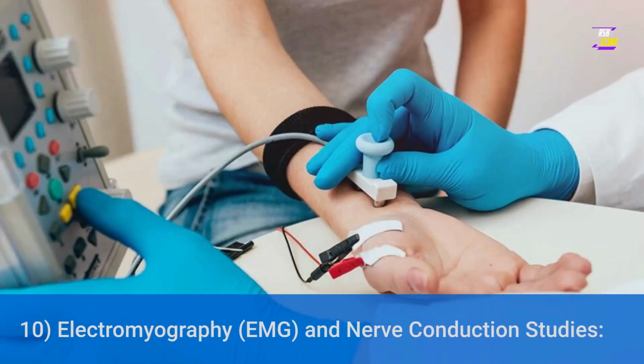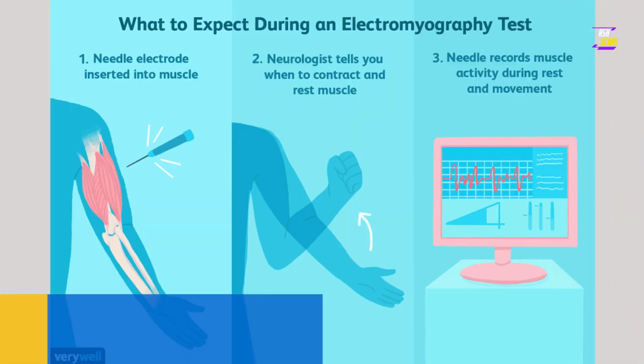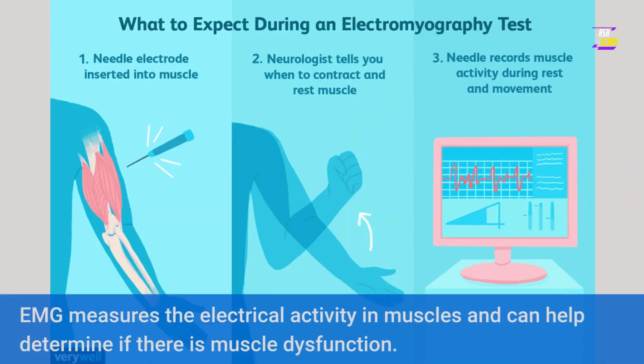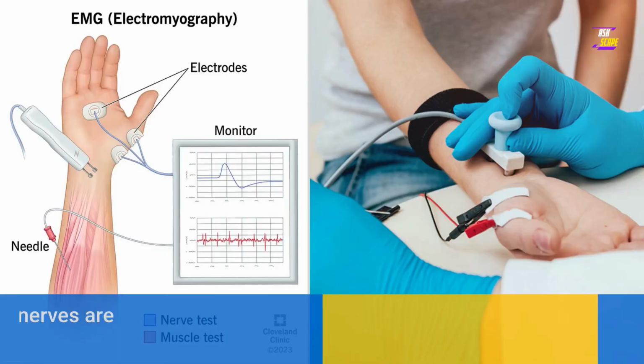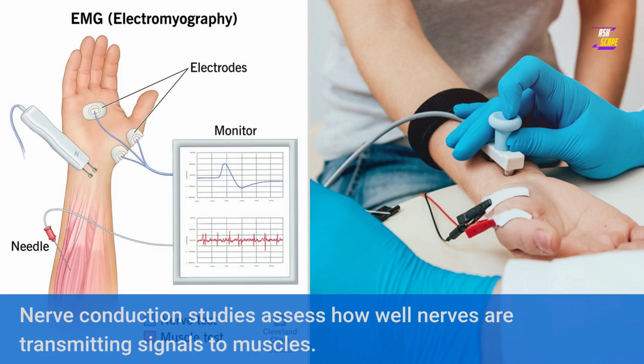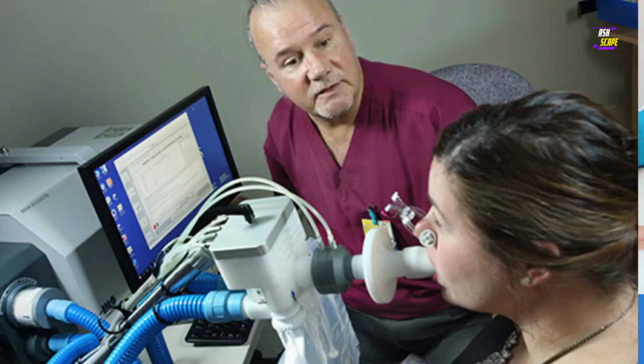10. Electromyography, EMG, and nerve conduction studies. EMG measures the electrical activity in muscles and can help determine if there is muscle dysfunction. Nerve conduction studies assess how well nerves are transmitting signals to muscles.